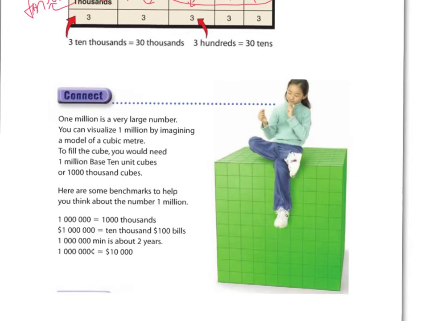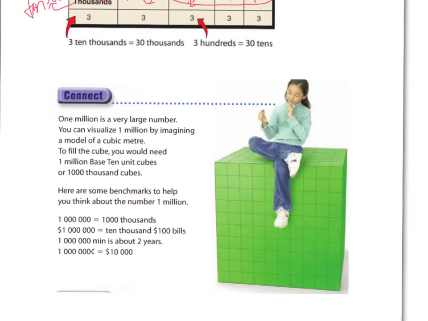All right, now getting an idea of the large number part of it. 1 million is a very large number. You can visualize 1 million by imagining a model of a cubic meter. To fill the cubic meter, you would need 1 million base 10 unit cubes. So that's the very tiny, tiny squares. And in each of these thousands cubes, there's 1,000 of them. You would need 1,000 cubes. So this would be 1,000 of those 1,000 cubes, which would be very large.